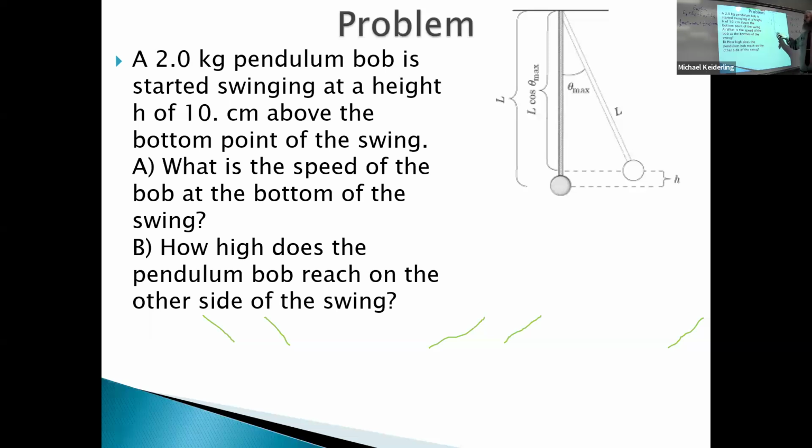Lastly, we're going to talk about a pendulum. If you have a pendulum that started swinging at a height of 10 centimeters above the bottom point of the swing, we want to find the speed of the pendulum at the bottom of the swing and how high the pendulum goes up on the other side of the swing. Remember, 10 centimeters is 0.1 meters.